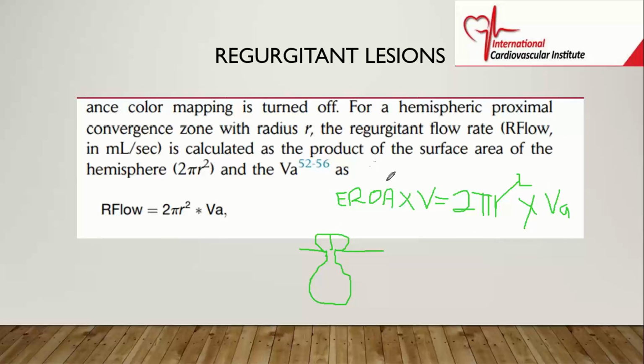So the only unknown is your EROA, because you can look at your MR spectral velocity profile and get the velocity from that. So you can use the PISA method to calculate EROA. And then once you get the EROA, you multiply your EROA by the VTI and you get your regurgitant volume. And then you can calculate your regurgitant fraction. So you have to understand this method as well. You can use the Doppler, and you can also do it using the PISA method.